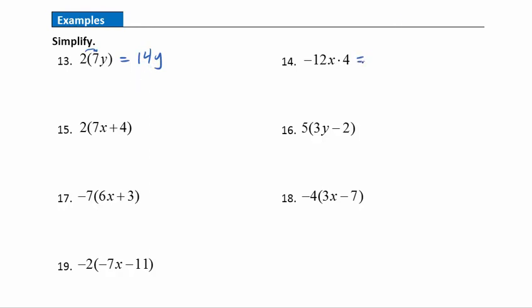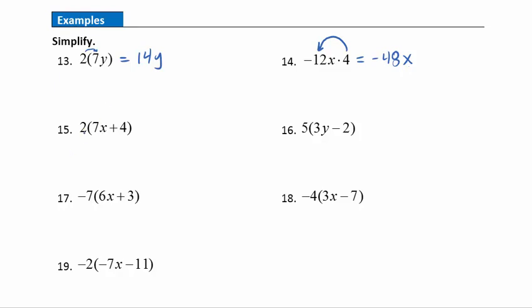Question 14, negative 12x times 4. Well, the commutative property allows us to take and multiply 4 times that negative 12 first. So 4 times negative 12 is going to give me negative 48. And then I want to still indicate that I'm multiplying by x, so I write negative 48x.